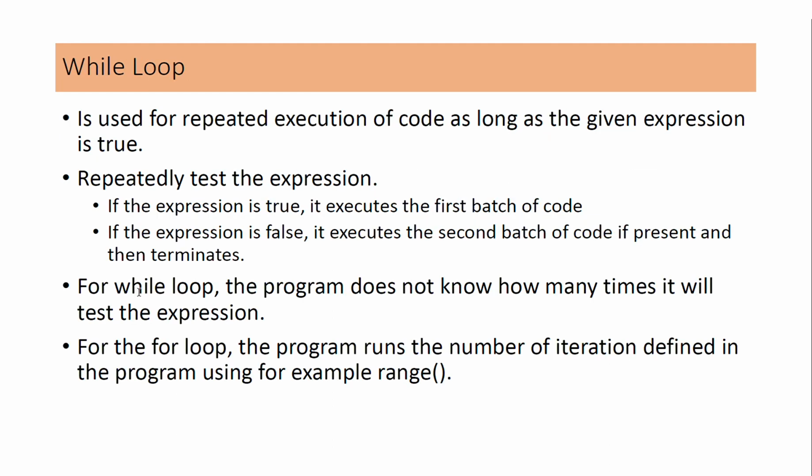A while loop is used for repeating execution of code as long as the given expression is true. It repeatedly tests the expression. If the expression is true, it executes the first batch of code. If the expression is false, it executes the second batch of code, if present, and then terminates. In a while loop, the program does not know how many times it will test the expression. In a for loop, the program runs a number of iterations defined in the program, using the example of range.